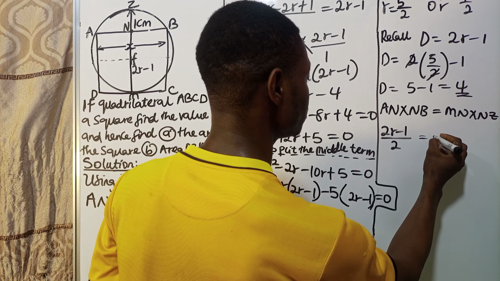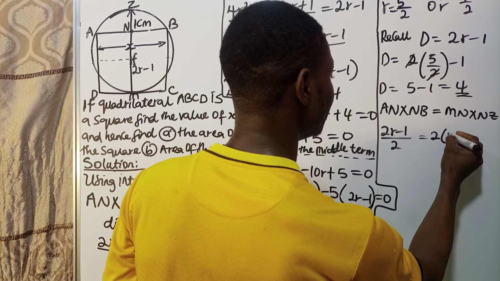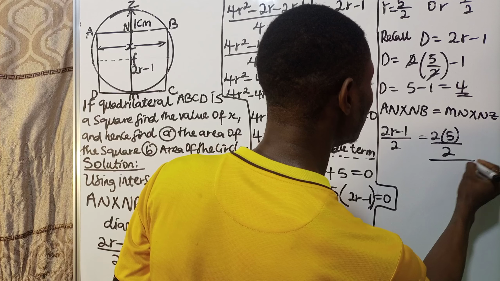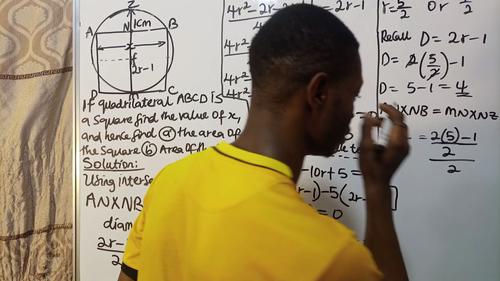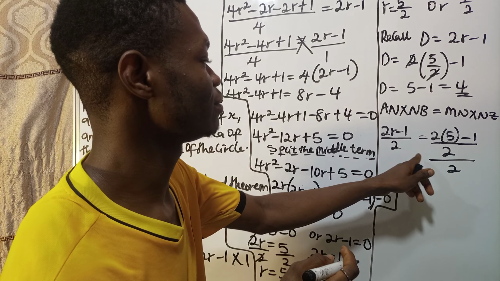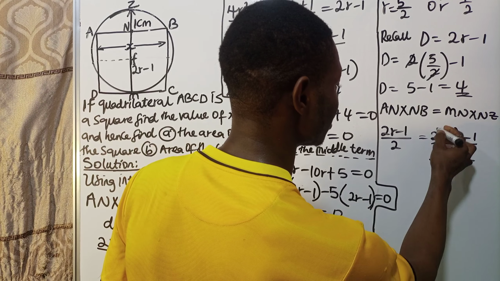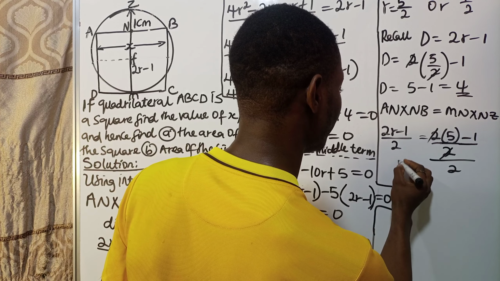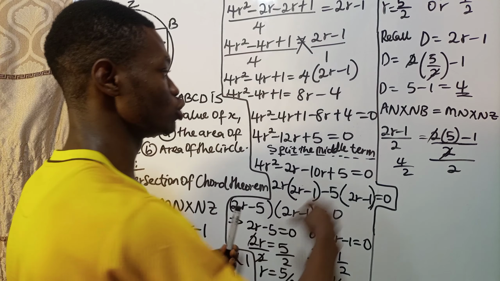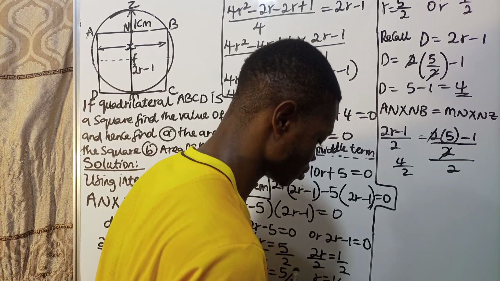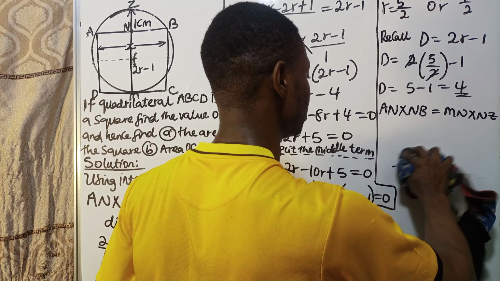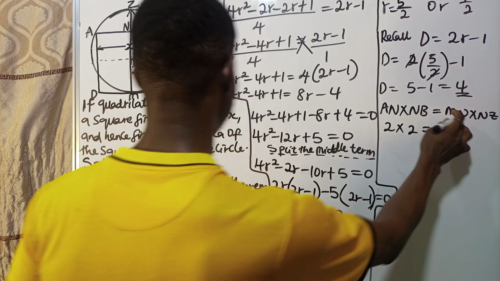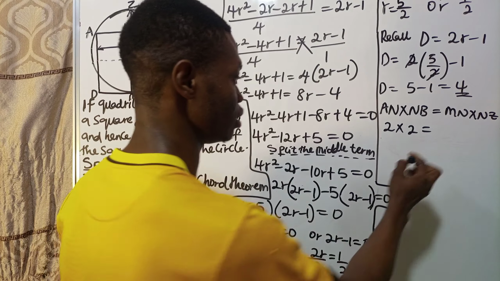So we are going to have 2 times 5 over 2, then all over 2, then minus 1. Are you seeing it here? So 2 times 5 over 2, normally this one will cancel this one. We are going to have 5 minus 1, which gives me 4. So we have 4 over 2, which is what? 2. So the same thing with this one. So let me clean. So I now know that my AN is 2. So 2 times 2 will give me my MN, the same thing, which is 2.